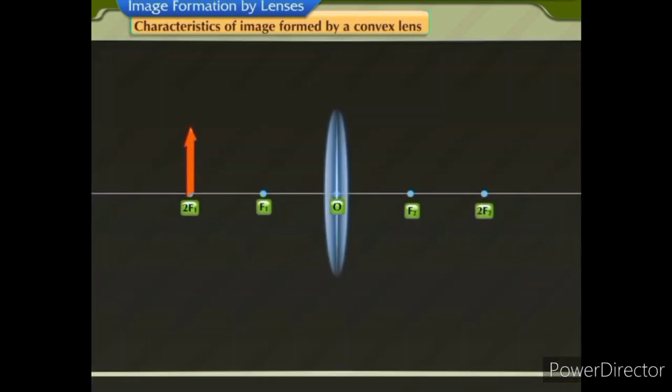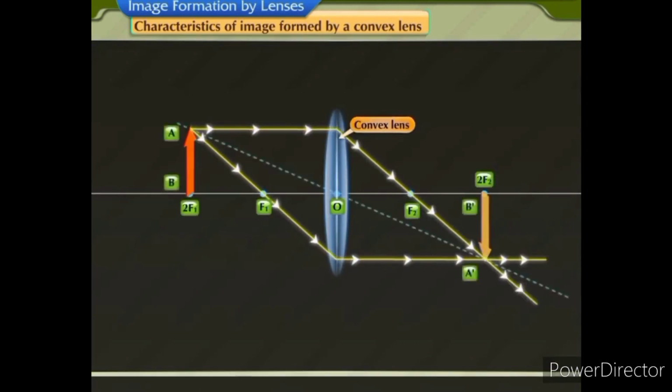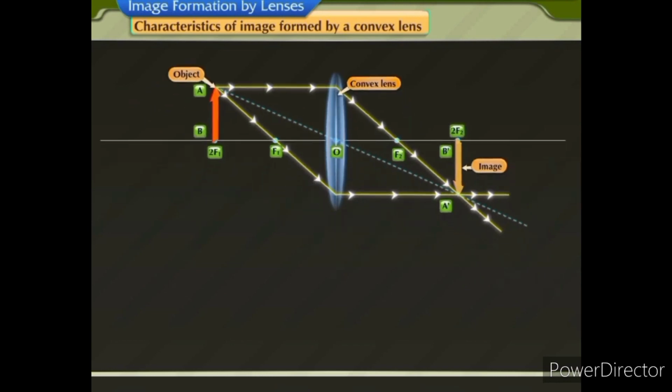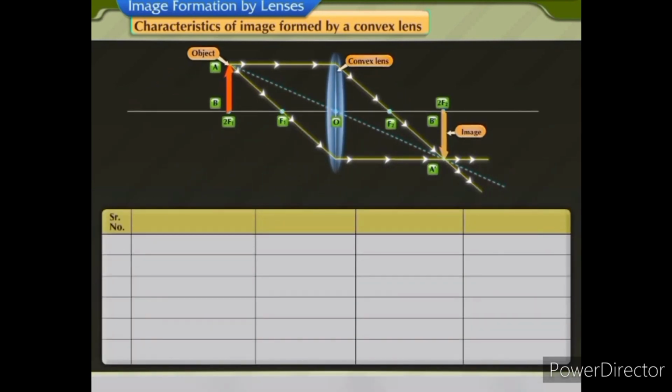Characteristics of images formed by a convex lens. Let us tabulate the information of formation of images by a convex lens when the object is placed at different positions relative to the lens. Let us make columns with headings: position of the object, position of the image, relative size of the image, and nature of the image.